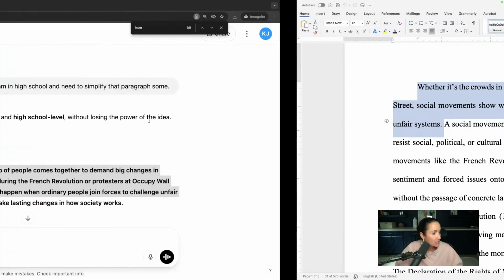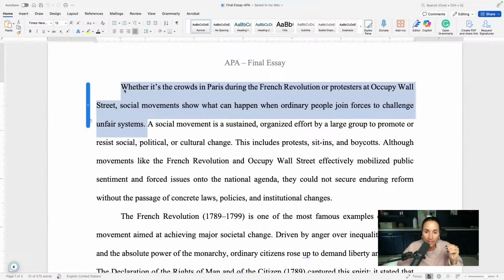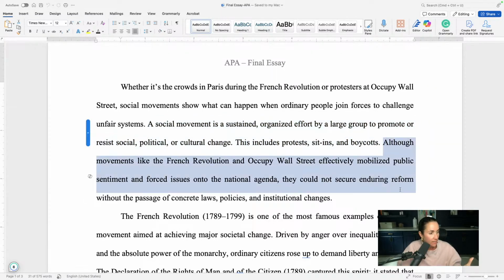Have a look. I switched these 2 sentences. Notice this was the second sentence. Their first sentence was the actual definition, but I liked it with a hook like this. I like that creative part to be the first thing so that the person reads on. And then I gave it a definition here. A social movement is a sustained effort, and so on. This includes protests, sit-ins, and boycotts. And then I want my thesis statement here.